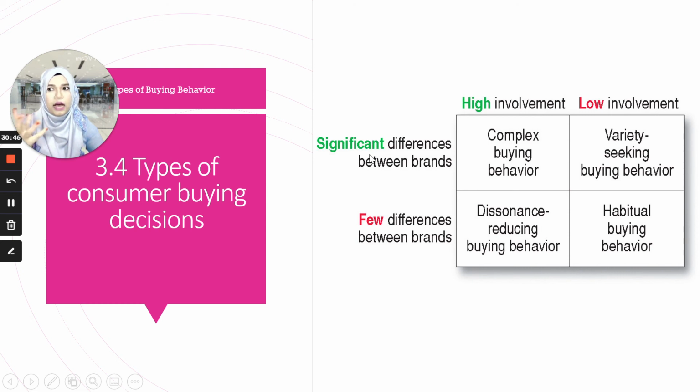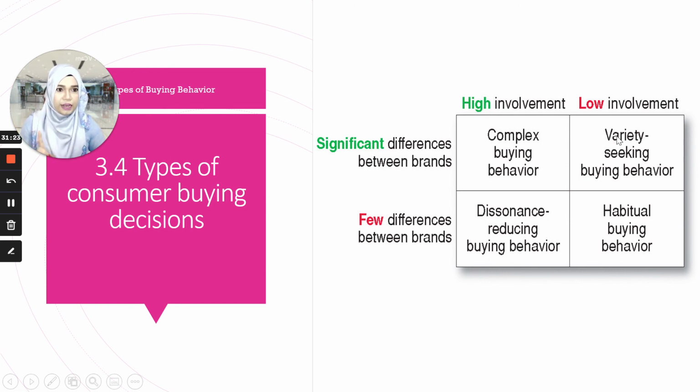Many or high significant differences. For example, looking at a MacBook and also your HP laptop. It is highly significant because you know that the MacBook uses iOS, while the HP is just using an Intel processor, right? So the type of consumer buying decision here is complex. It's difficult, and normally you will go through all these 5 steps.